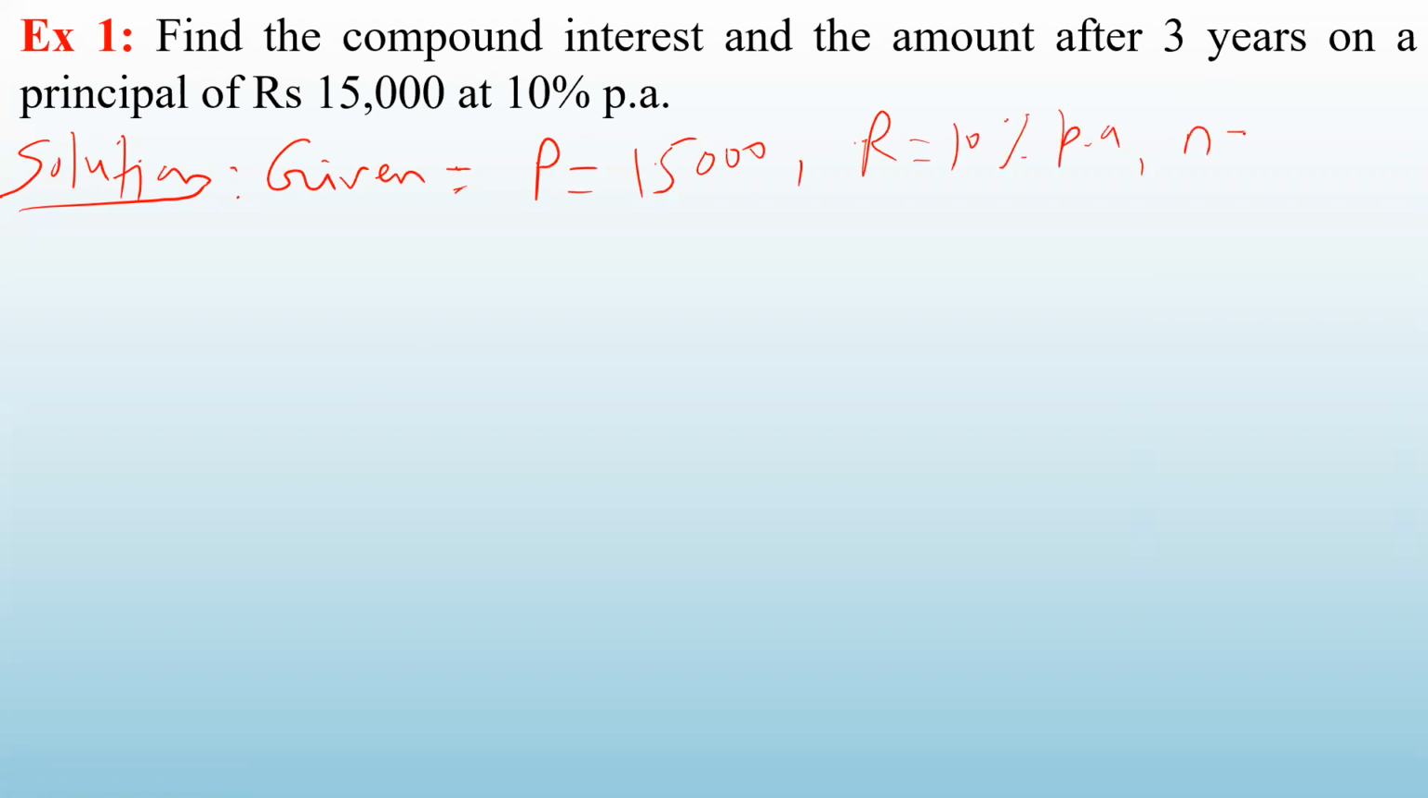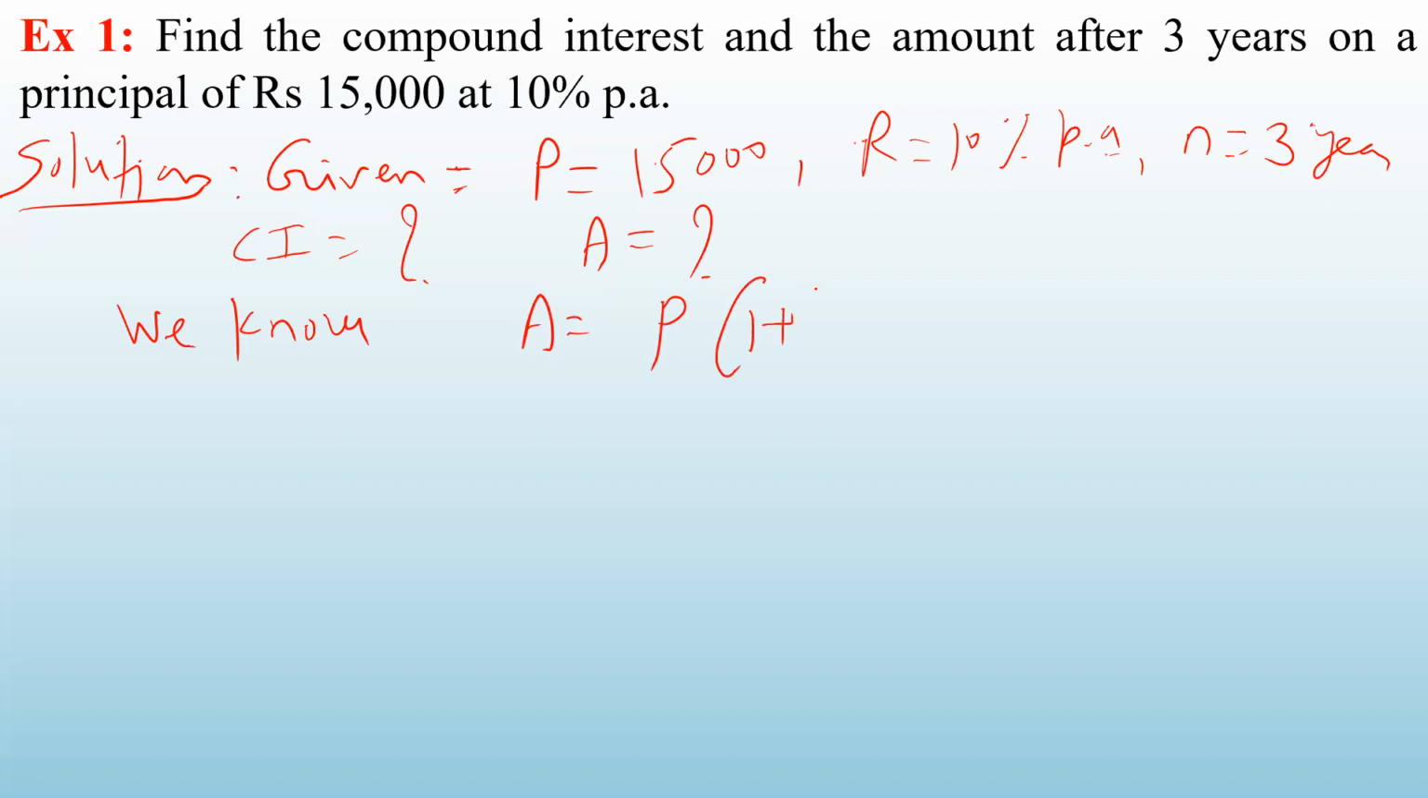And what is the number of time periods? The time period here is year, because this rate is given to you in years. So n is 3 years. What you have to find out? The compound interest and the amount. You have to find the compound interest and the amount. So as we know, what is our formula for amount? A is equal to principal P into 1 plus R upon 100 raised to power n.